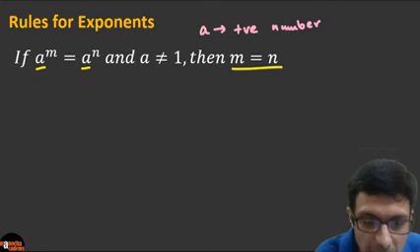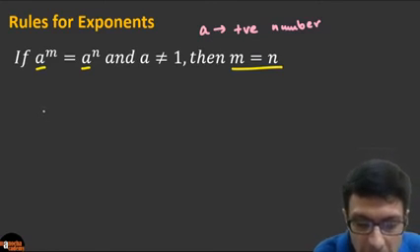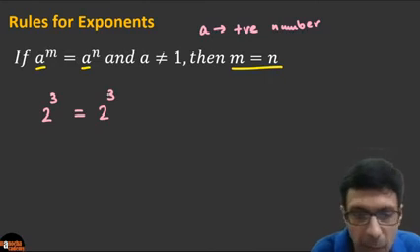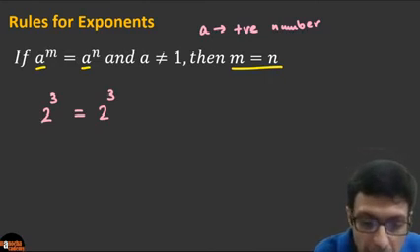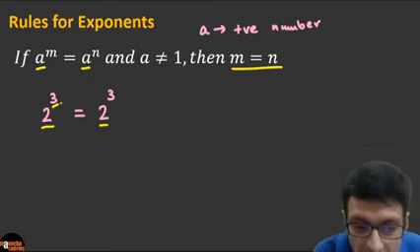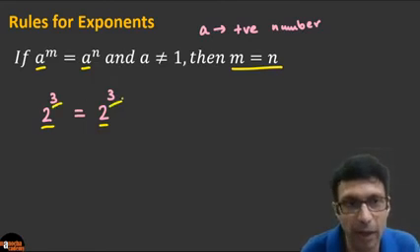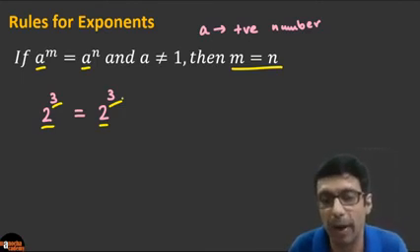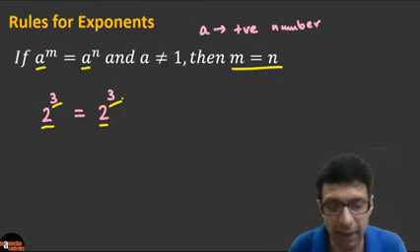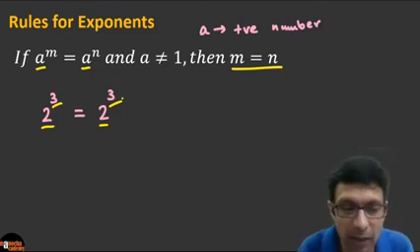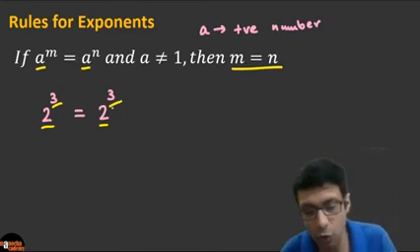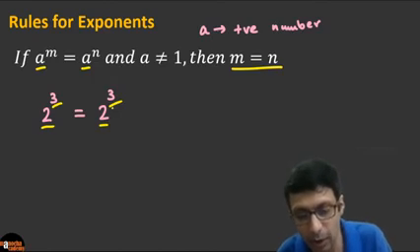So let's take an example. If we have something like 2 to the power 3, we can say it is equal to 2 to the power 3. So here the base is 2, and these powers have to be equal if the bases are equal. And the base a should not be 1, because 1 to the power 5 can be equal to 1 to the power 3 or 1 to the power 7. So if the bases are equal, then the powers are also going to be equal.